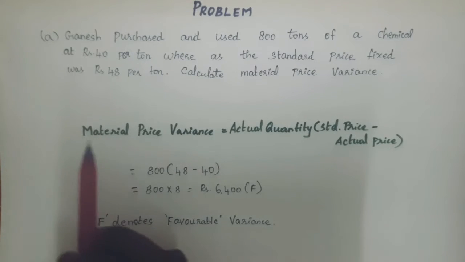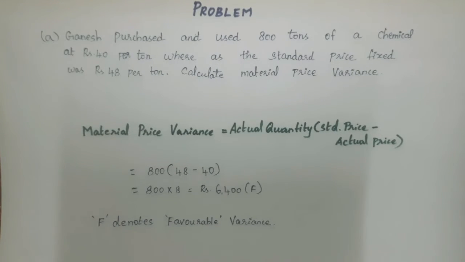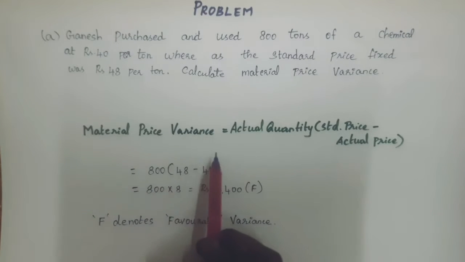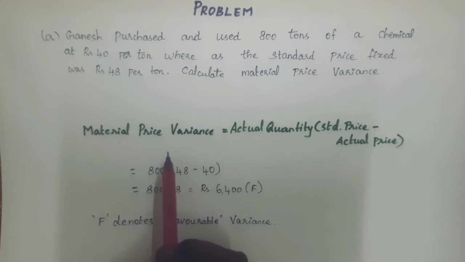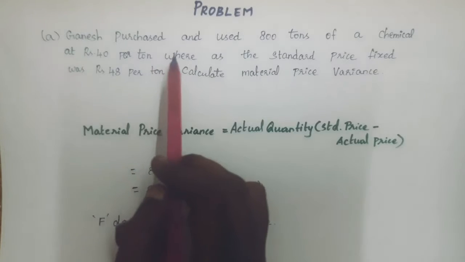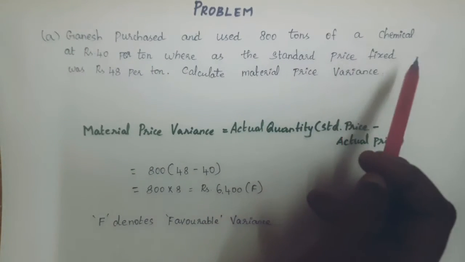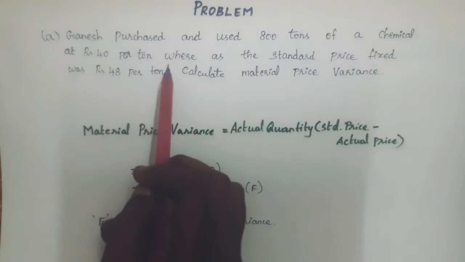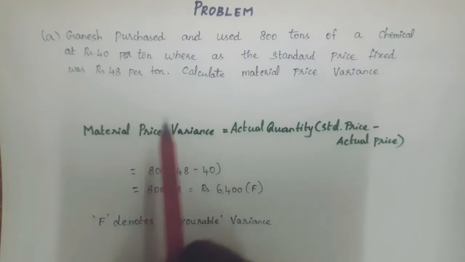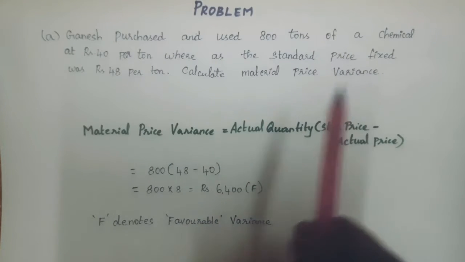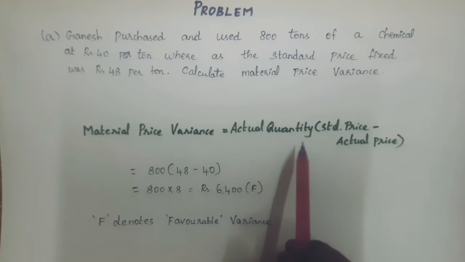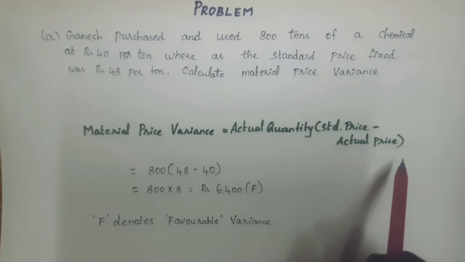Here we have one formula, material price variance. Based on this formula, we are going to do one problem. Let's see the problem. Ganesh purchased and used 800 tons of a chemical at rupees 40 per ton, whereas the standard price fixed was rupees 48 per ton. Calculate material price variance. So the formula for material price variance is actual quantity into standard price minus actual price.